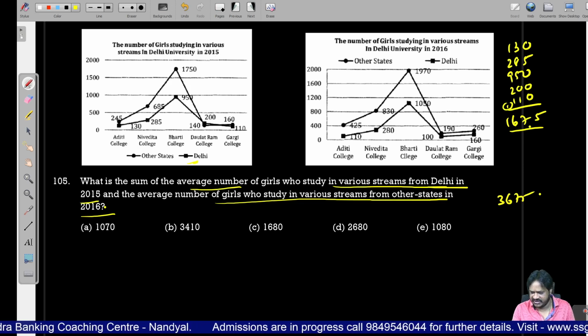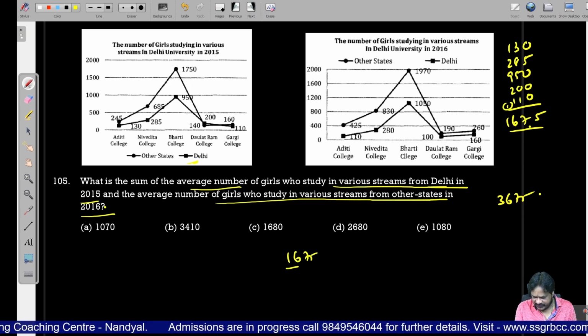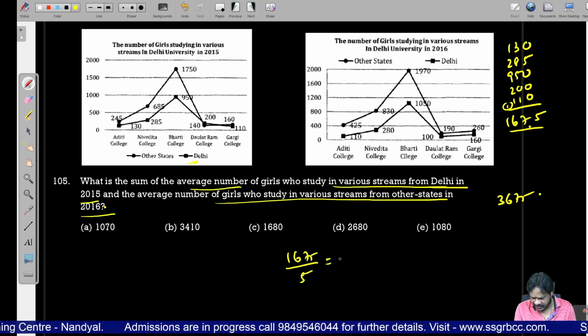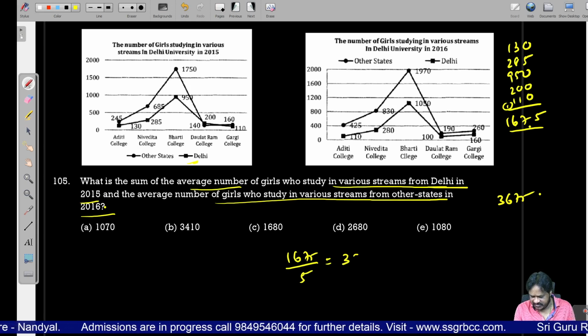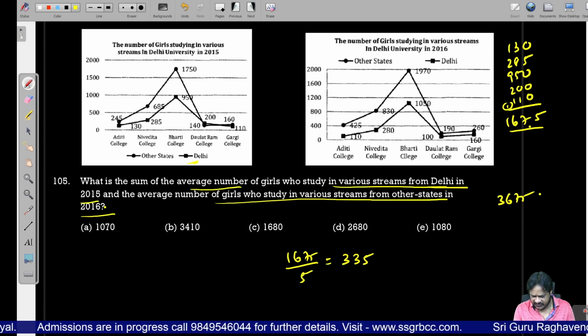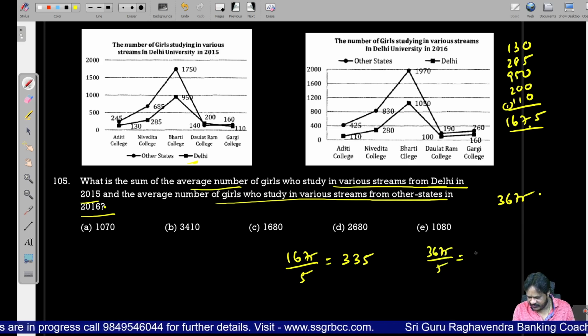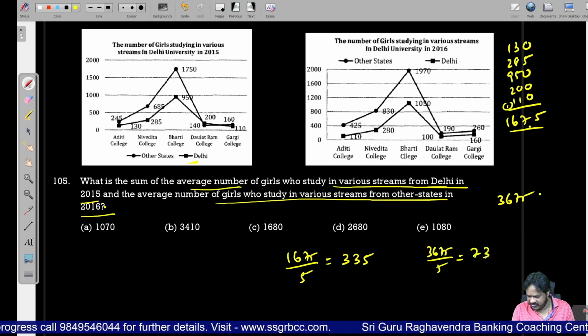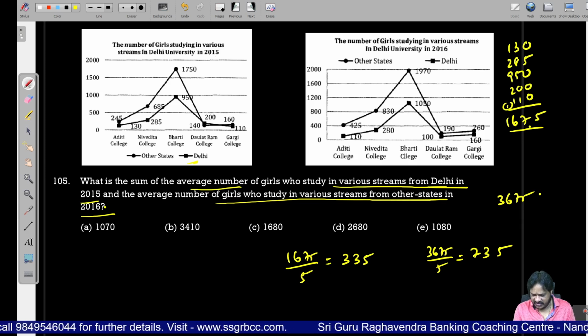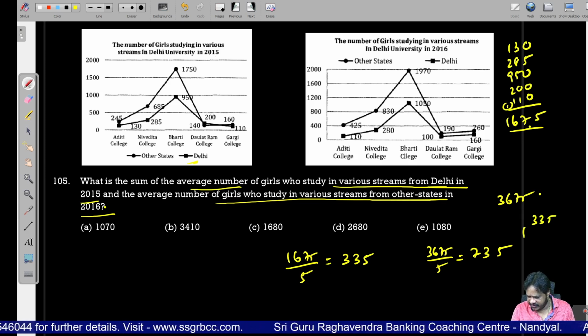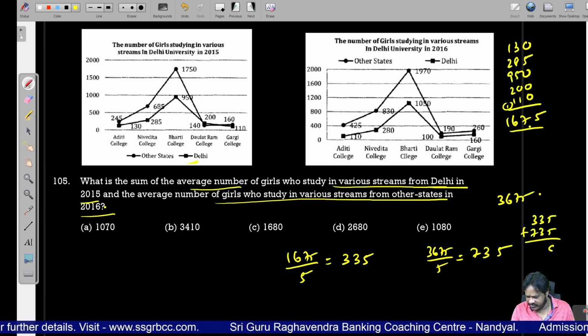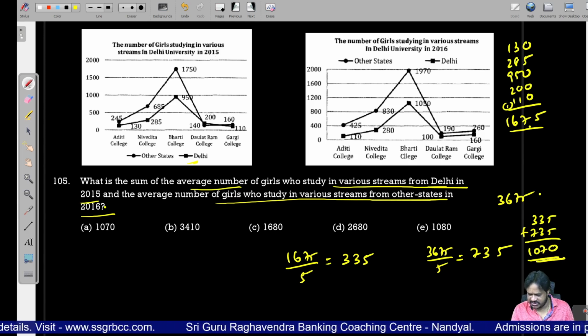We want the average. So first, 1675 by 5. 5 3s 15. Again 5 3s 15. This one, 3675 divided by 5. 5 7s 35. 5 3s 15. So the values are 335 plus 735. So we will get 1070.